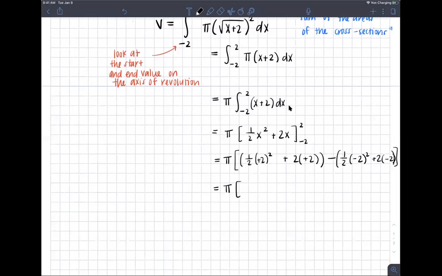This is 4, so this is 2 plus 4 minus, this is 2 plus -4. So this is 6 minus -2, so this is 8 pi. Are you guys getting the same thing as me?